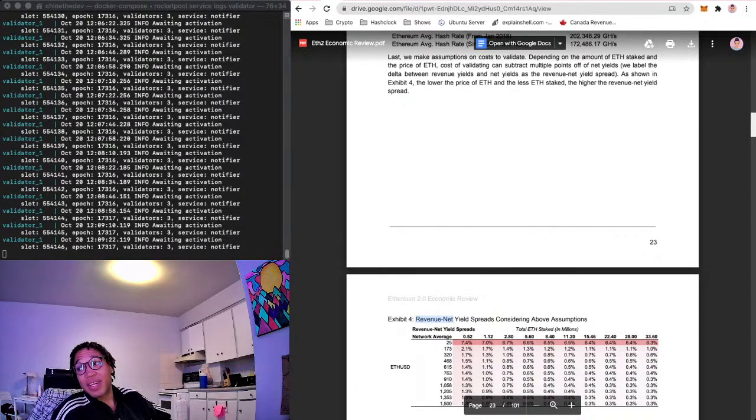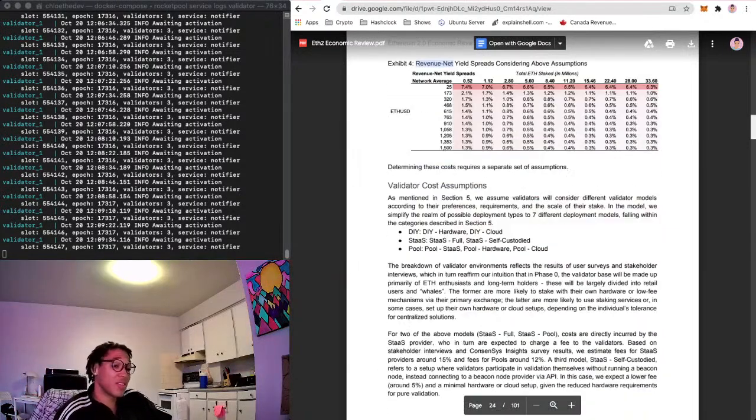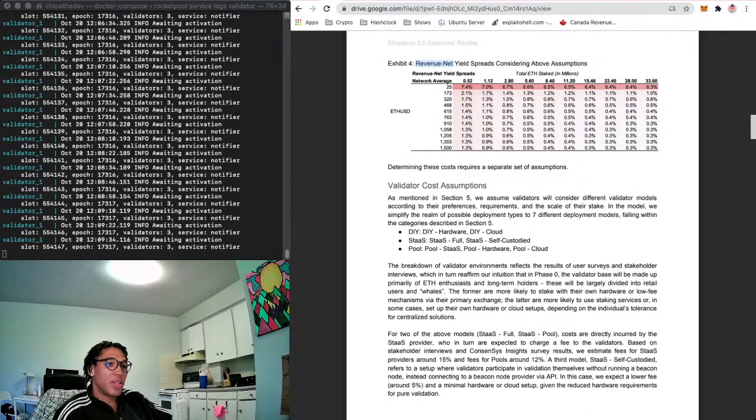the good thing is that ETH pretty much locks you in. On Ethereum, you're locked in for 2 years, and so you're pretty much forced to be incentivized, which is cool. Determining these costs requires a separate set of assumptions. You have the validator cost assumptions.